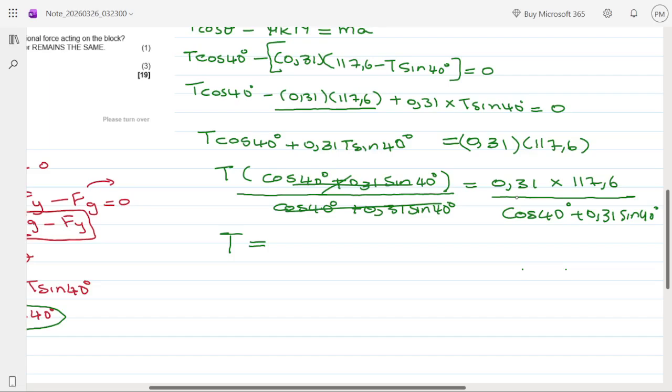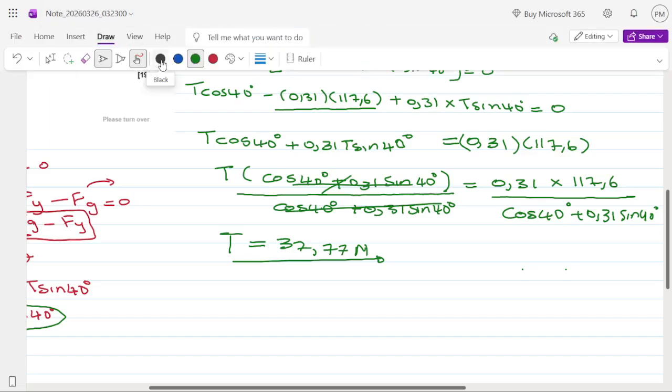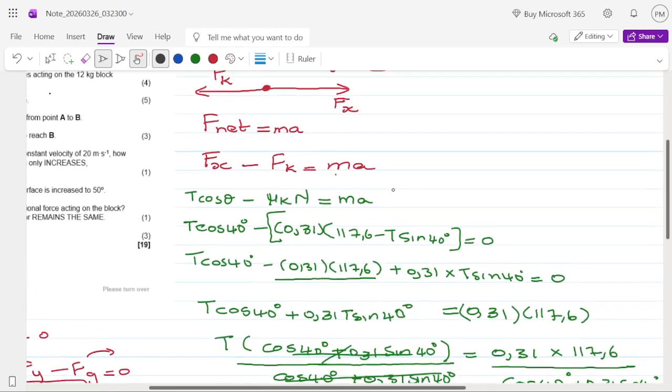Okay, so when I punch this in, it is 0.31 times 117.6 divided by cos 40 plus 0.31 sine 40. This gives us the tension of 37.77 newtons if we round this off. So this is your final answer for tension. I hope you guys understand what we did on this one, and if we can quickly do a recap.